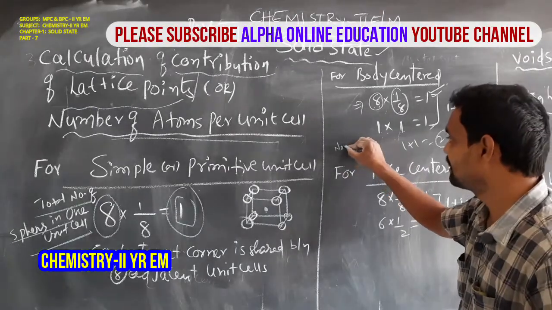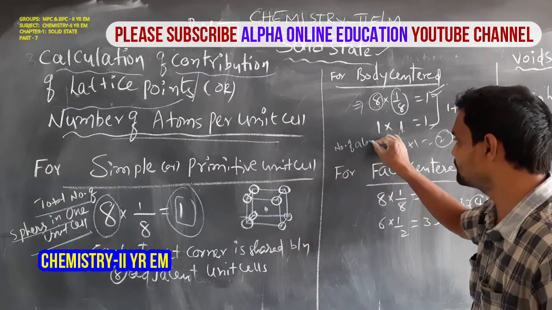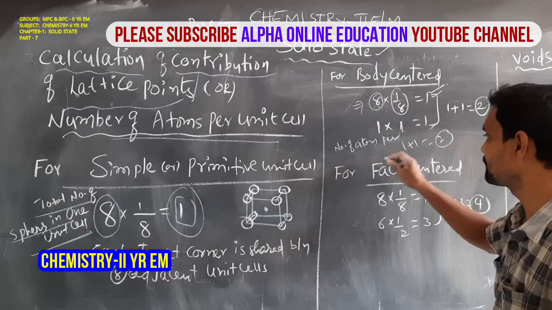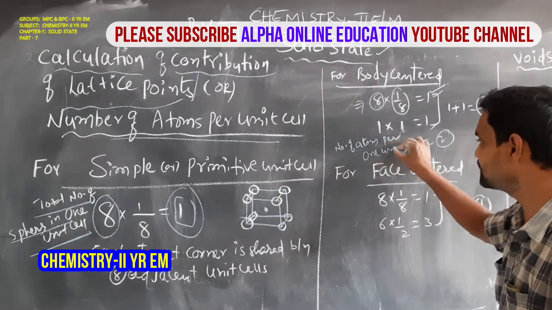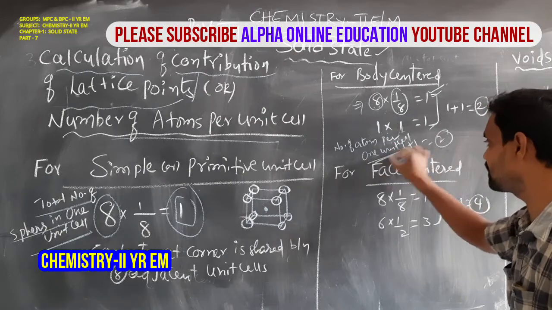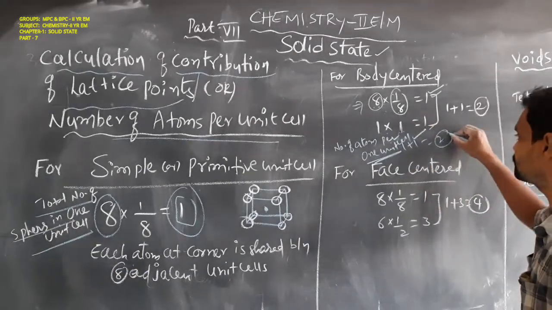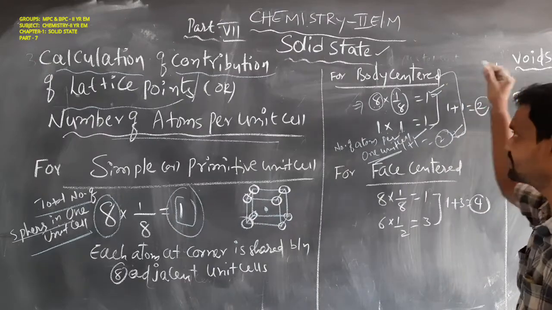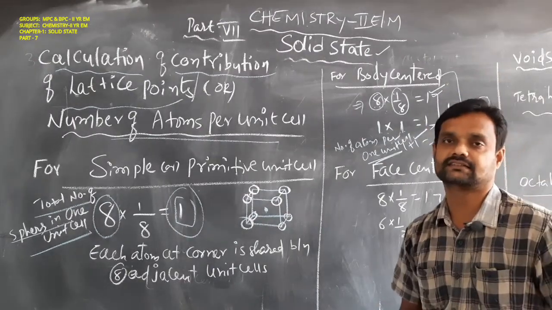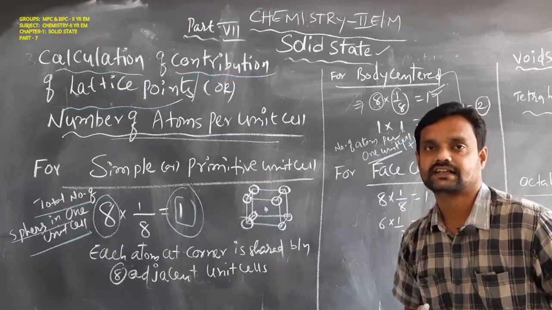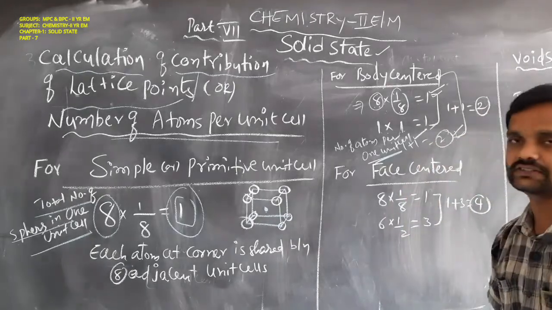This is the number of atoms per one unit cell. Here we should find out the number of atoms per one unit cell. That is equal to 2 for the body centered unit cell. This is the calculation. Next we move to the face centered unit cell.